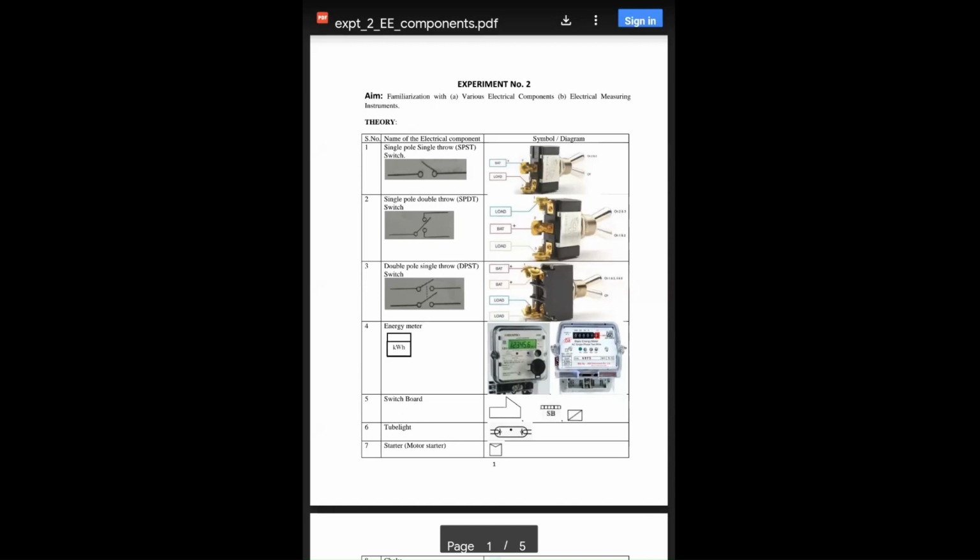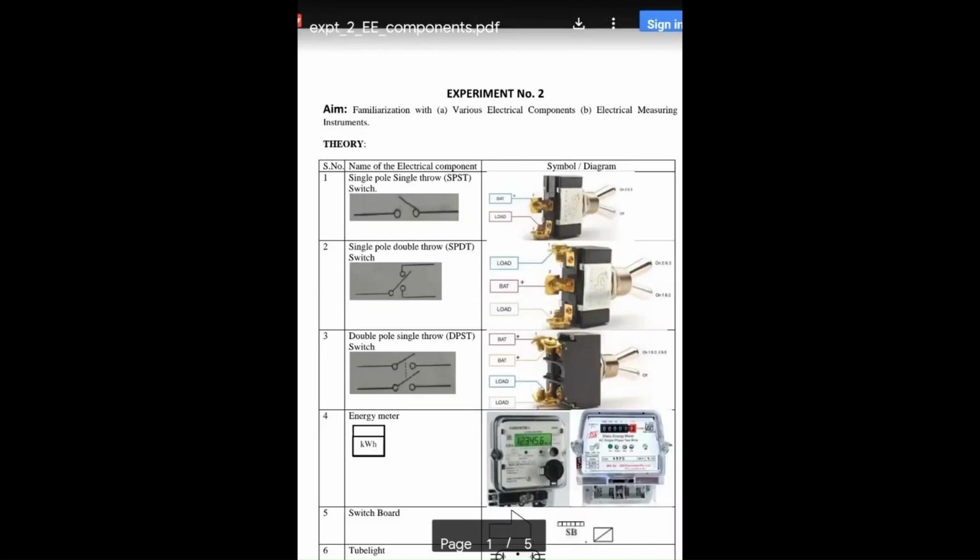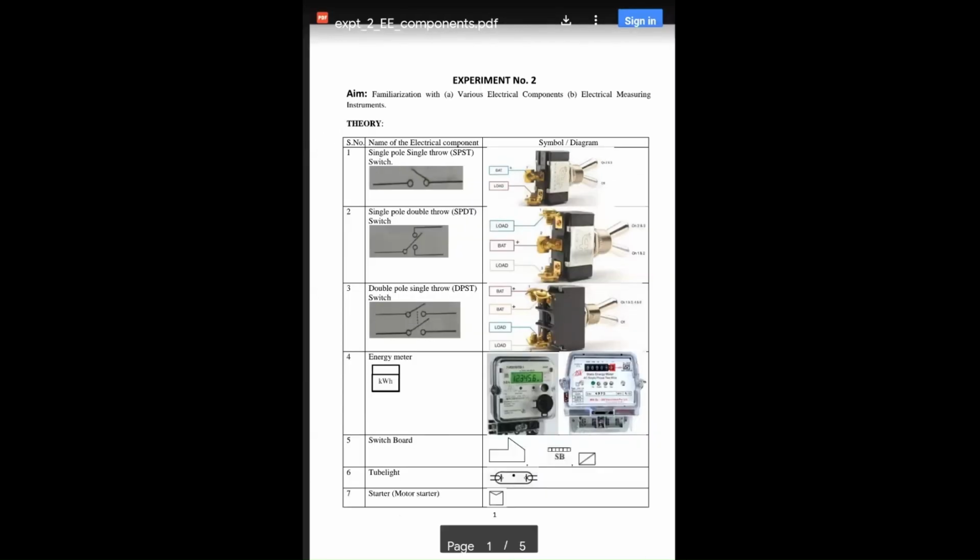So experiment number 2 is the familiarization with various electrical components and electrical measuring instruments. Okay, so we have seen that there are many electrical components and instruments which we see in our university and also at our home. So what does that mean, how are they operated, and what needs to be considered in those components?